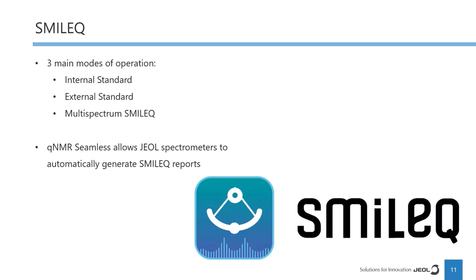It's also worth pointing out we have a tool, qNMR Seamless, which I've already mentioned, which allows you, if you're running a JEOL spectrometer, to automatically generate all of these reports when you submit the sample to the spectrometer. You can have JSON running on your host computer. You just tick a couple of boxes within our acquisition software, and then when the acquisition is complete, Delta, the acquisition software, will hand over the data to JSON, and JSON will do the appropriate analysis. So what I'm going to do now is give you some examples of these three particular modes of operation.